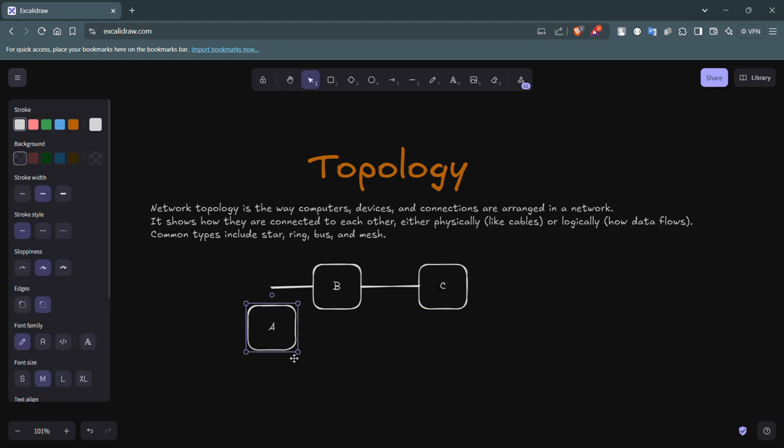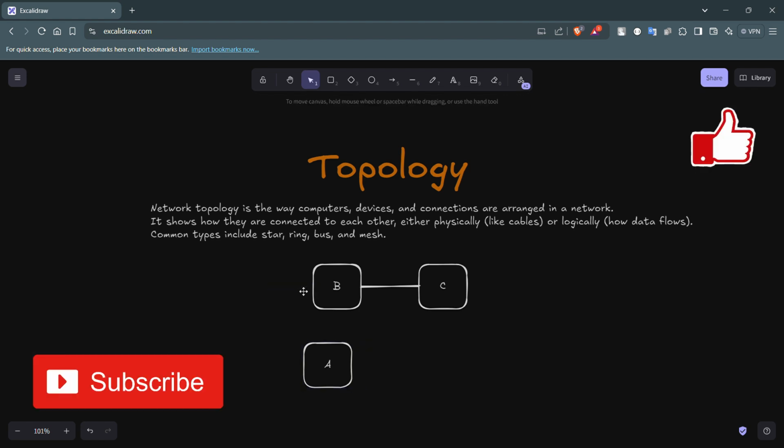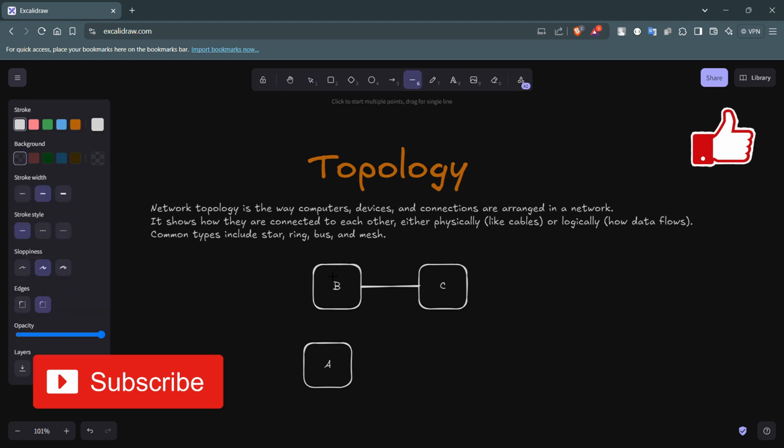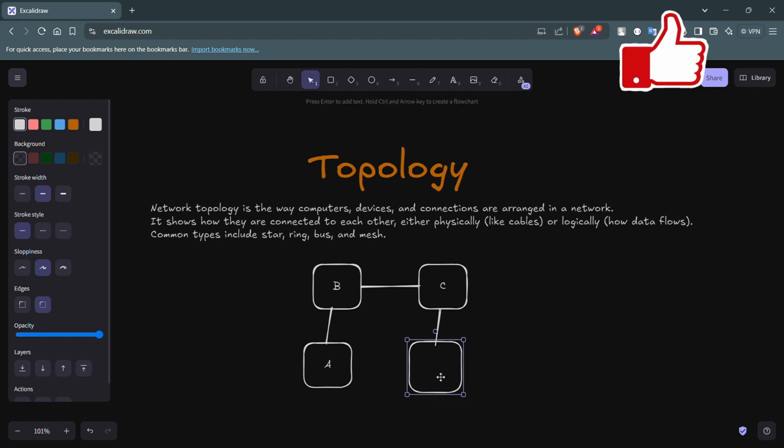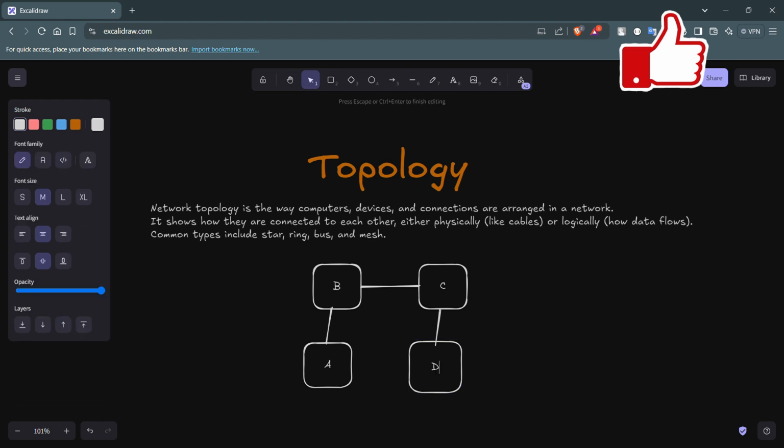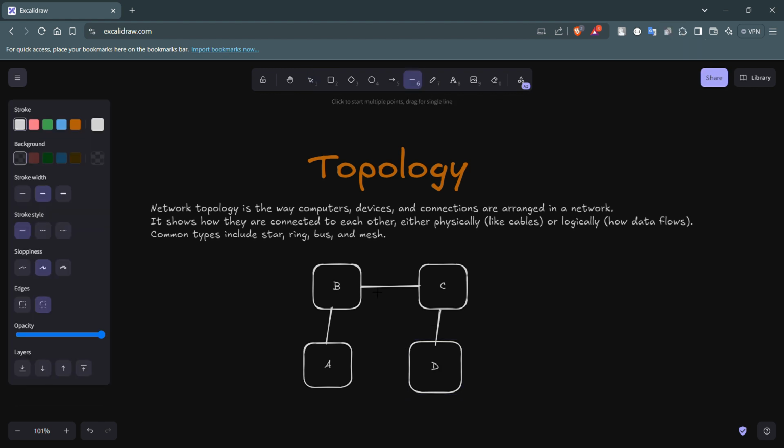If you arrange them circularly, suppose you are arranging them something like this. Okay, so if you're arranging them something like this, and let's put the name of this, it's node D, and you connect it something like this. So you can see it forms a ring. That is why we call it ring topology.